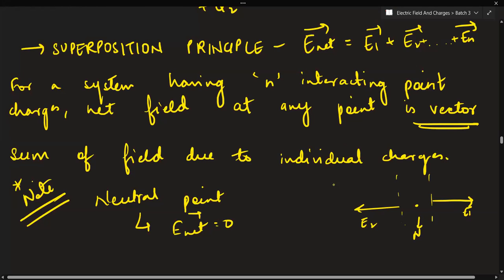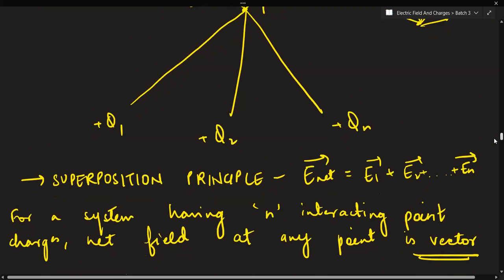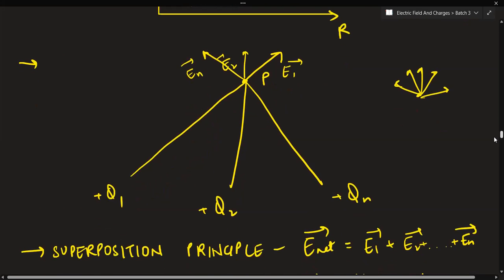So no electric field line passes through it. We have a separate topic, electric field lines, and we'll discuss that then. But right now, understand that at a neutral point, the net electric field is zero. So quickly copy the superposition principle, then we'll do a numerical, which will include your concept of electric field for a point charge as well as your concept of neutral point.